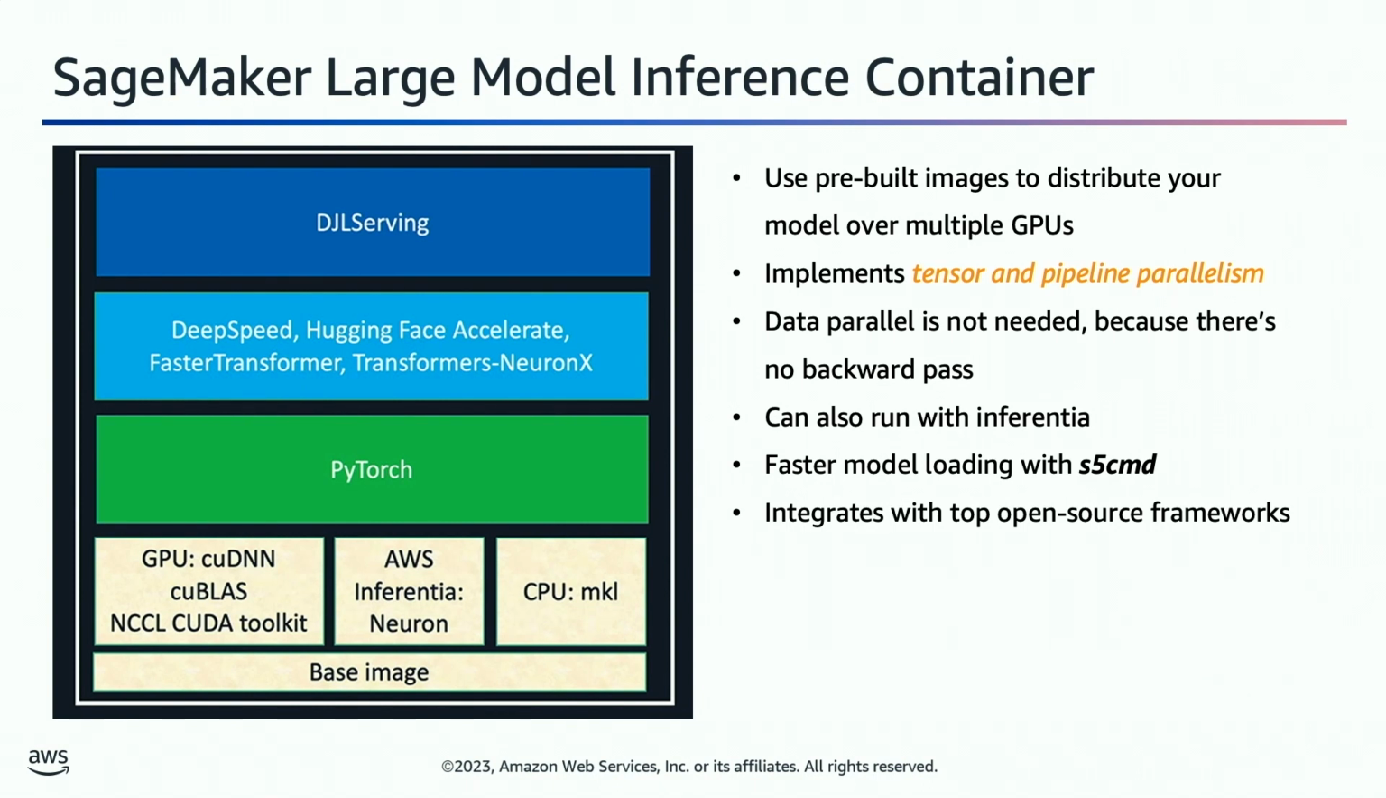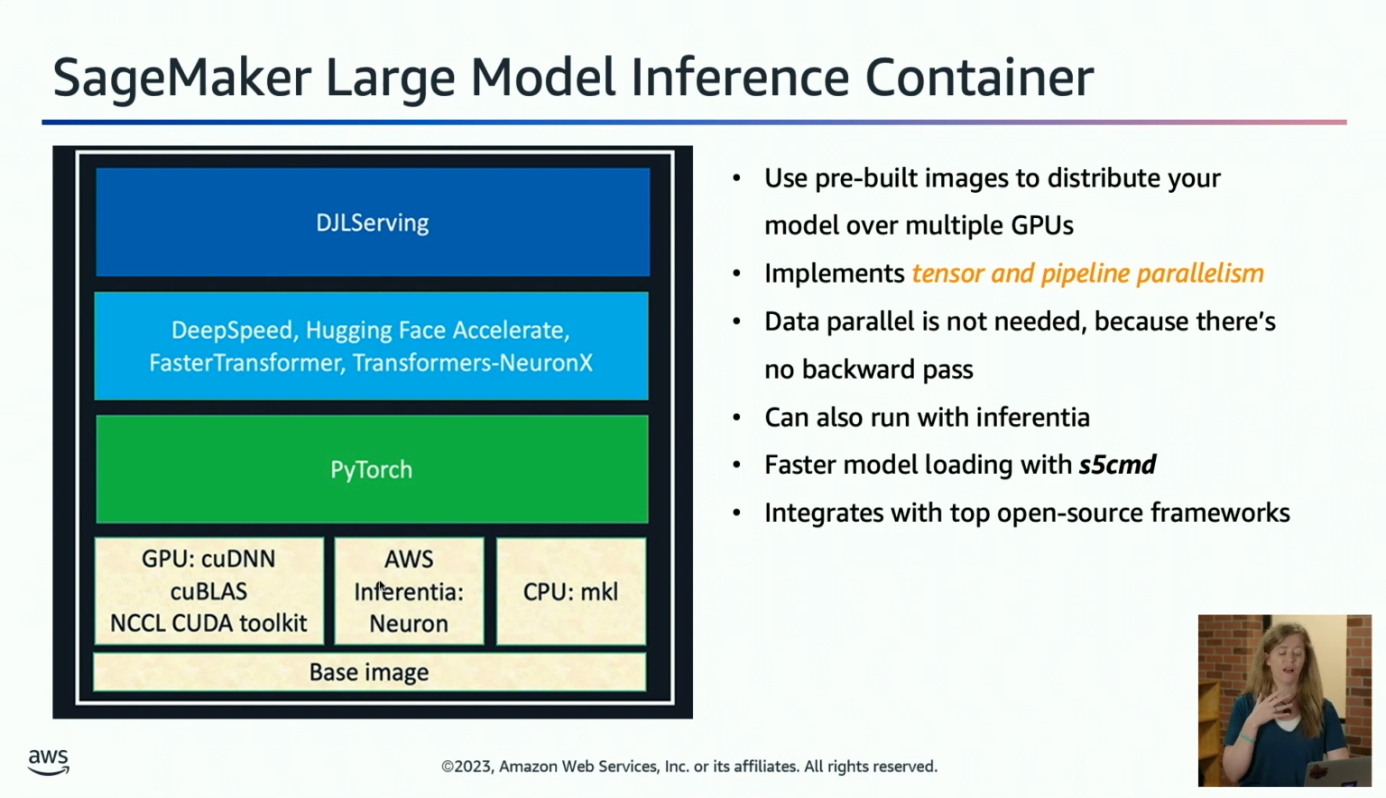So the large model inference container on SageMaker starts with, again, a base Docker image. And then has the ability to work on different instances, so different accelerators, be that GPU, the Neuron SDK, or CPU. And so these are stored in the image. And then PyTorch runs on top of that. So PyTorch is going to point to those low-level frameworks. And then we'll use a distributed training framework on top of that.